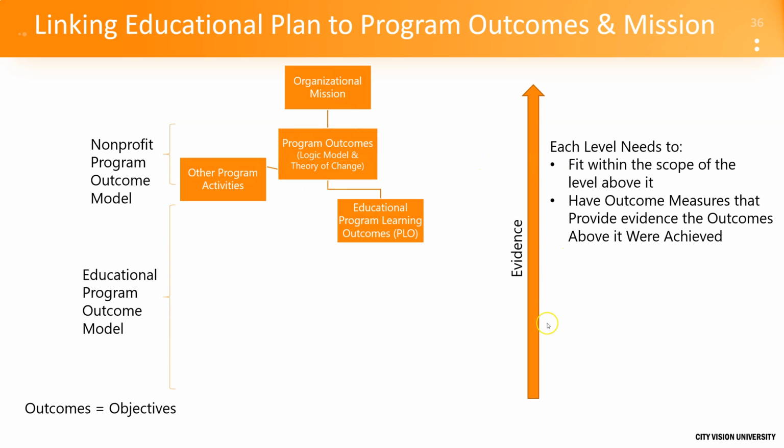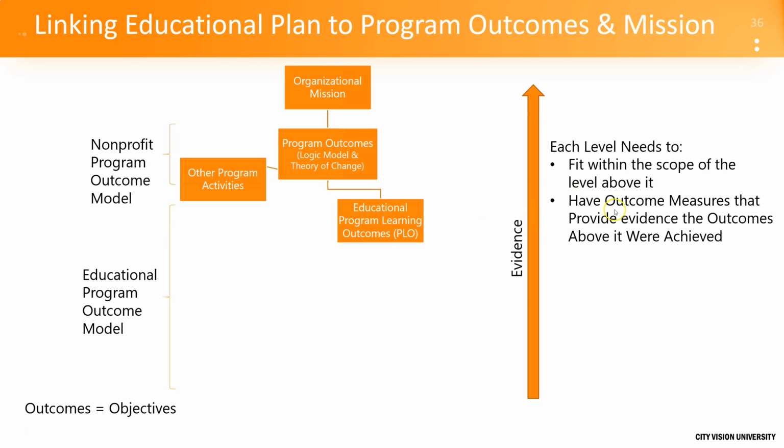But the whole idea of these logic models, the reason why it's called a logic model, is because one thing kind of proves another, and the proof and evidence is supposed to move up. So each level needs to fit within the scope and level above it. So if you're doing something outside the organization mission, then you've got a problem. If you have education that's outside the program purposes, then that's a problem.